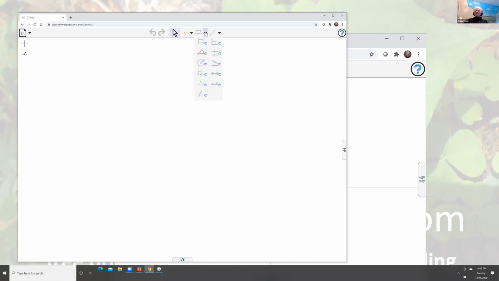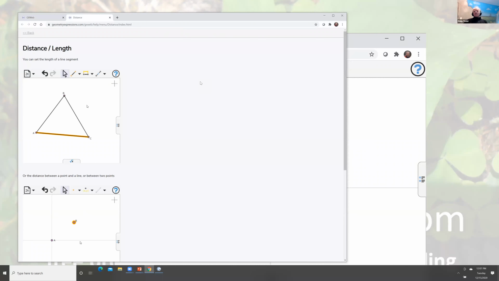The second one are constraints. Now, because Geometry Expressions is constraint-based, the constraints are an important part of the user interface. And none of them are highlighted at the moment. None of them are enabled at the moment. That doesn't mean we have to pay more money. What it means is that we need something selected before they become enabled. Now, we have a little question mark that is enabled. If you want to know what you need to do for this constraint, distance length, select 2 points, 2 lines, 1 point, 1 line. It tells you what you need to do. And if you need more, it'll give you a little bit of a video to see how.